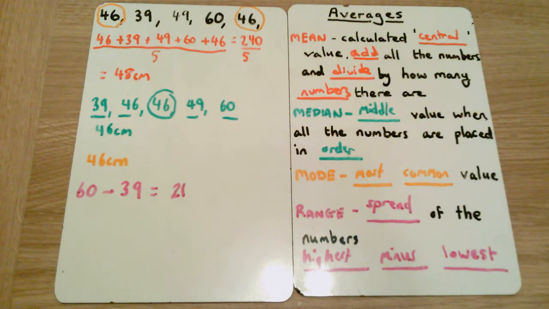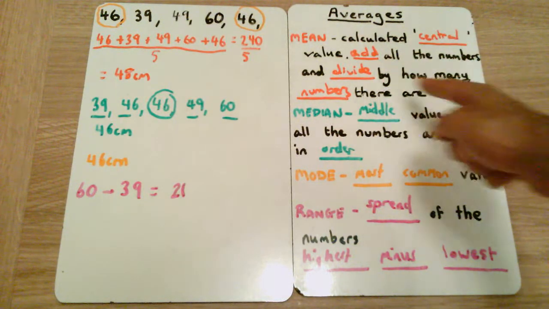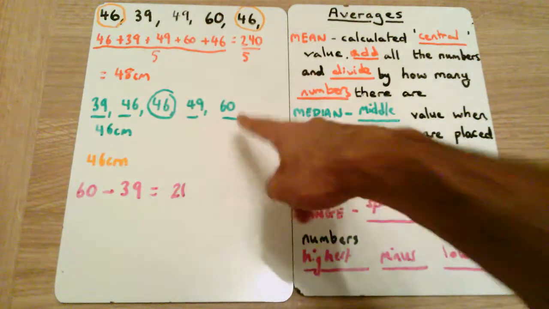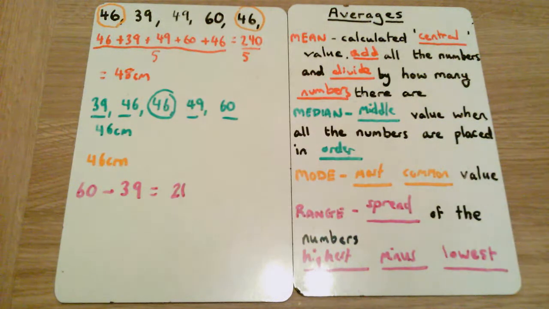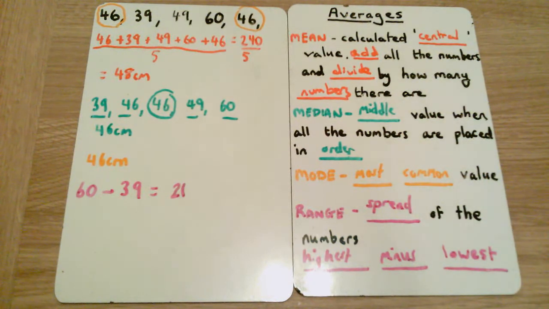So what we've done here is we looked at our 4 different processes, finding the mean by adding all the numbers together and dividing by how many numbers there are. The median, which is the middle value when placed in order. The mode, which is the most common. And the range, which is the spread, which is the highest number minus the lowest number.